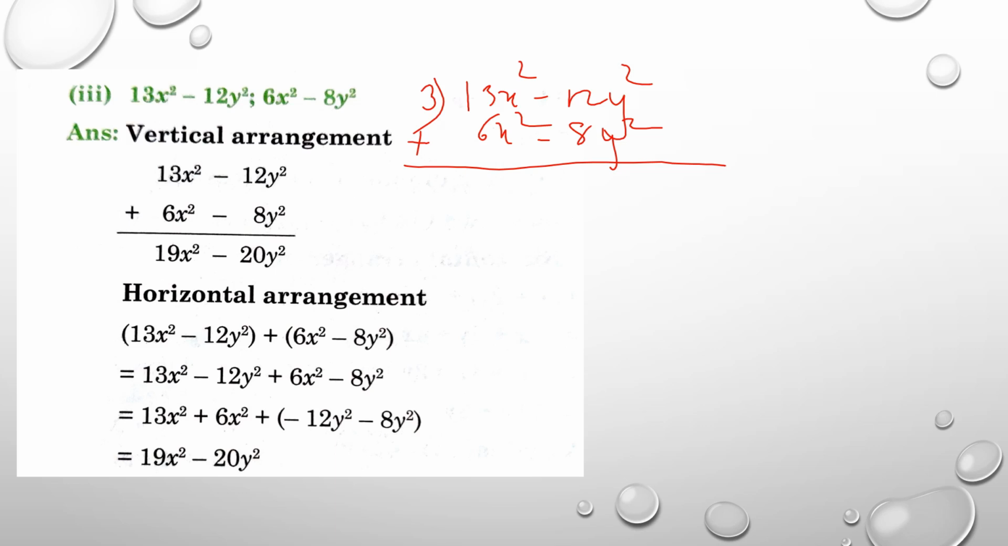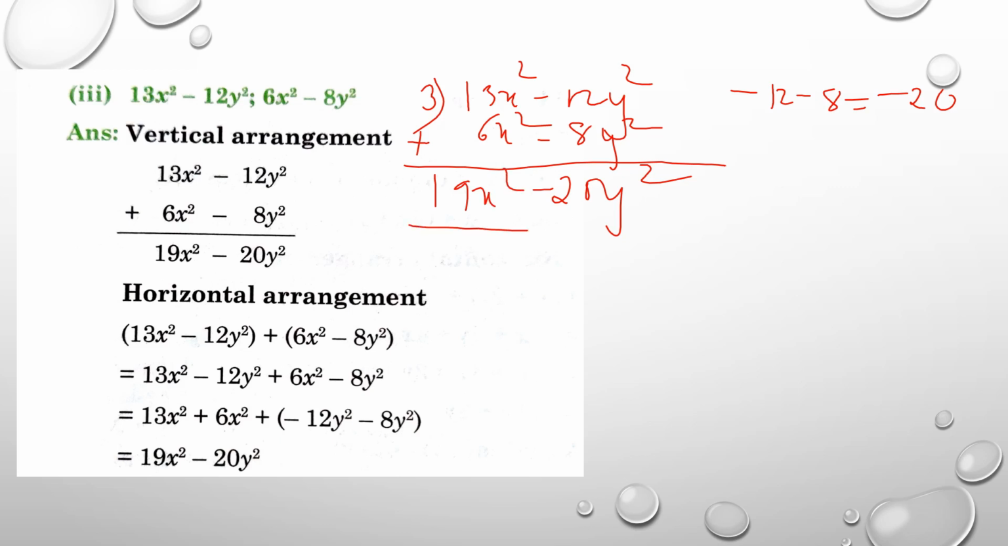Okay, so you have to write like terms together. And then you have to add the coefficients. Now see here, minus 12 and minus 8, what do you have to do? Both have negative signs. So what do you have to do? Addition. So 12 plus 8 is what? 20. Now 12 is the bigger number. Before that, which sign is there? Minus sign is there. So minus 20y square. 13 plus 6 is what? 19x square. So this is your answer.